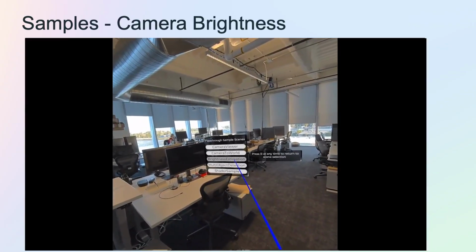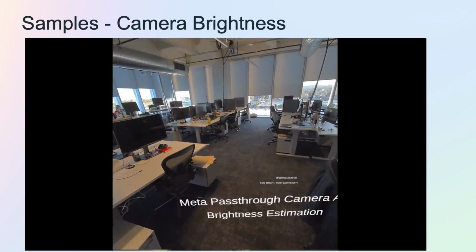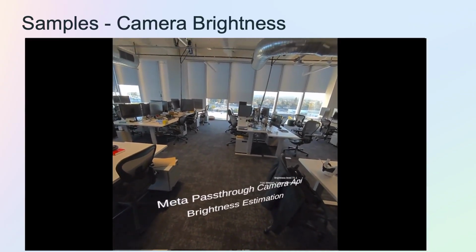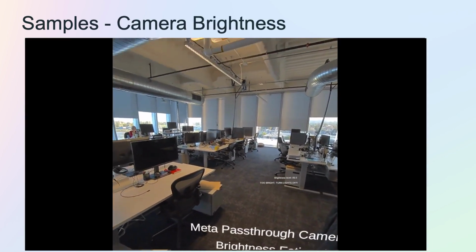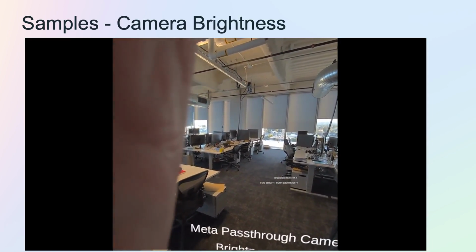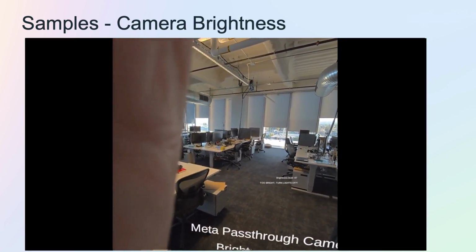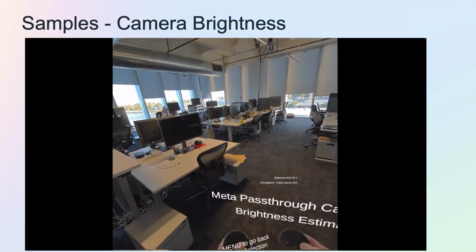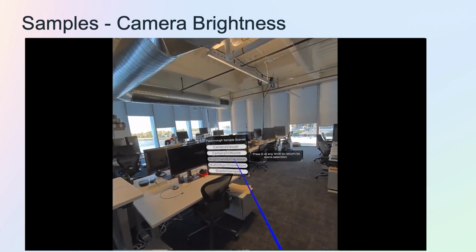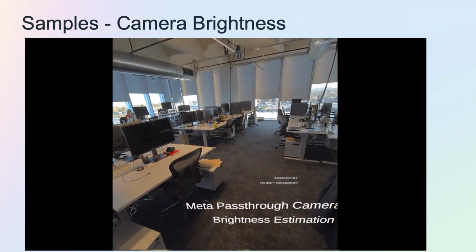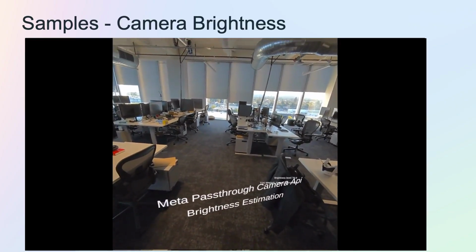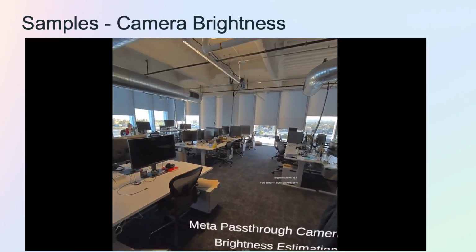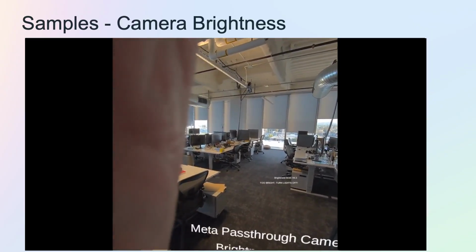Okay, this one is just trying to estimate camera brightness. So as we select this, you'll see the numbers to the right, kind of lower right, varying based upon, I'll raise my hand up and cover the camera, and you'll see that number go down, and then as I remove it, it'll go back up. But what this is doing is getting an overall estimate of the brightness in the room. So it's just showing you how to use the information provided by the camera to pick that up.